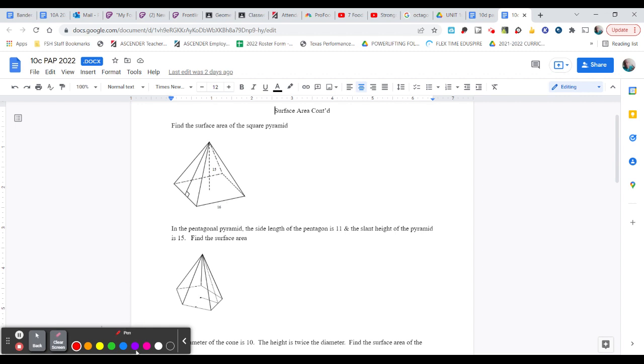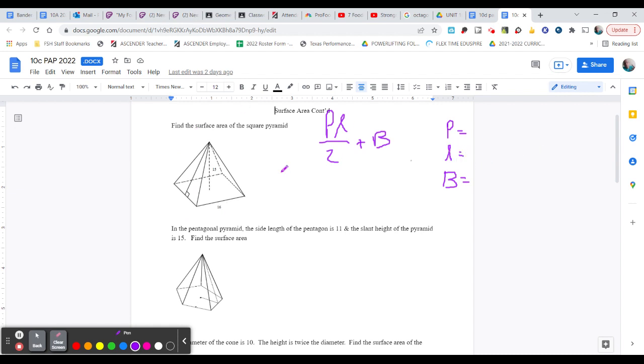Okay. First one, surface area of the square pyramid. We know the pyramid is perimeter times slant height divided by 2 plus the base area. Perimeter should be a gimme because we have a square with a side of 16. The base area should be a gimme because we have a square with a side length of 16, so it's just 16 squared, okay?